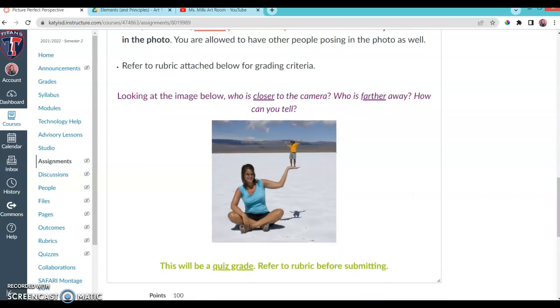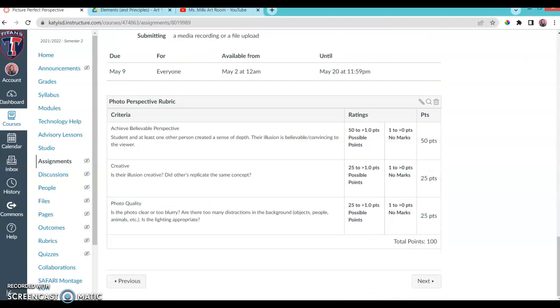And then this is an example. So it says, look at the image below. Who is closer to the camera? Who is further away? And then how can you tell? So here is the rubric. There's not a lot going on. Half of your grade, 50 points: student and at least one other person created a sense of depth. Their illusion is believable, convincing to the viewer.